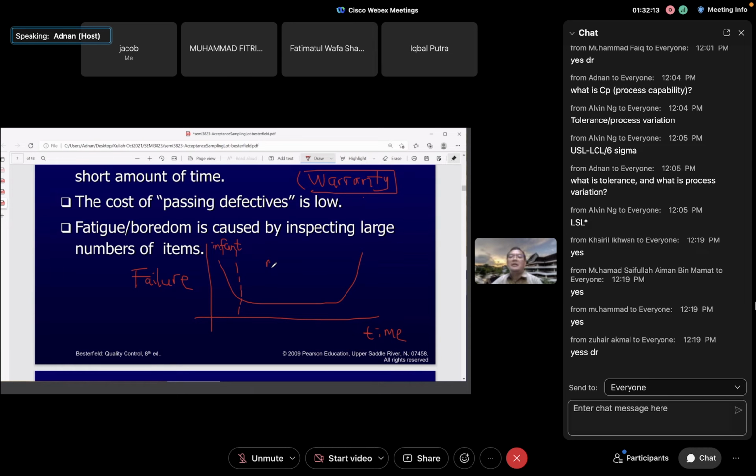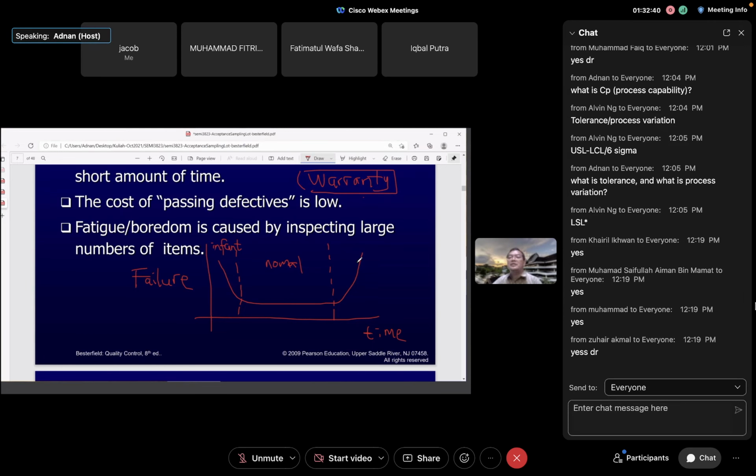This is normal failure. The graph showing the failure is a lower rate. Okay, unless you use the item in the wrong way, the failure will be faster lah. Okay, you're supposed to use the equipment within a controlled temperature, but you use it in a hot temperature, so you're going to fail faster lah. So because not following the operating procedure.